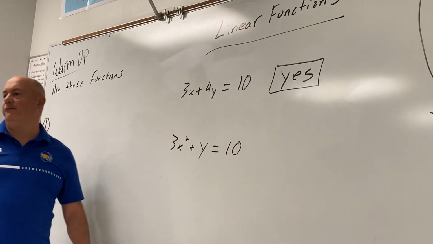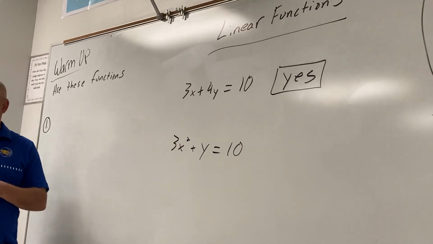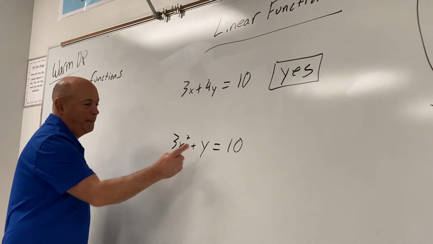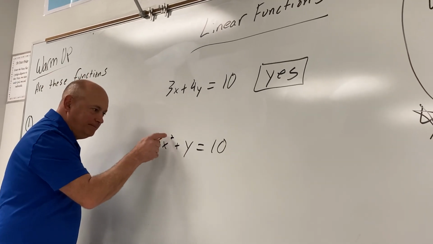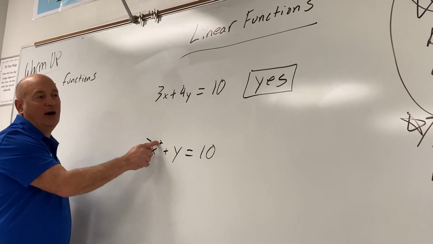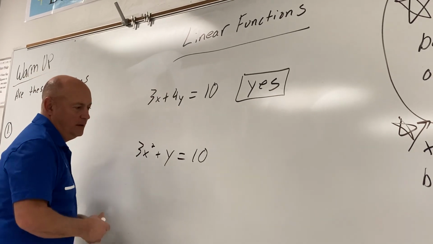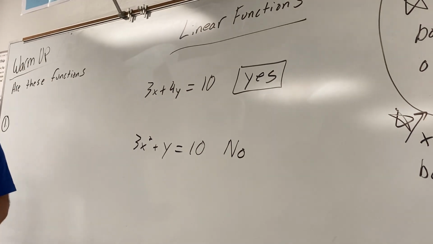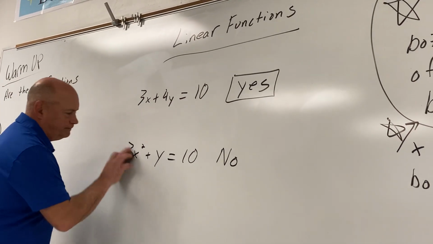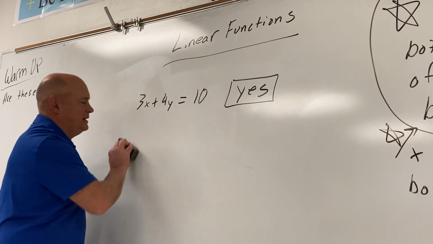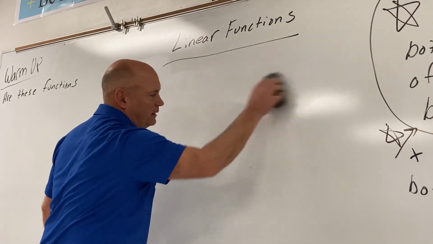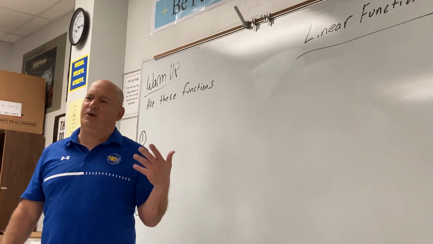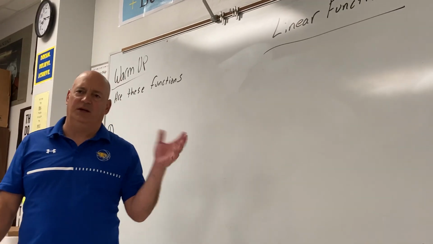What about this one? Yeah, what makes it not linear? The x squared. X cannot have a power of 2. It has to have a power of 1. That's automatic. No. Questions? All right. So that's probably the biggest, most important piece of the lesson today, being able to look at an equation and determine whether it's going to be linear or not linear.